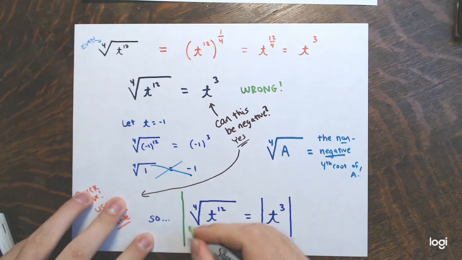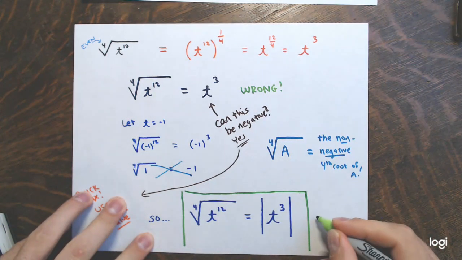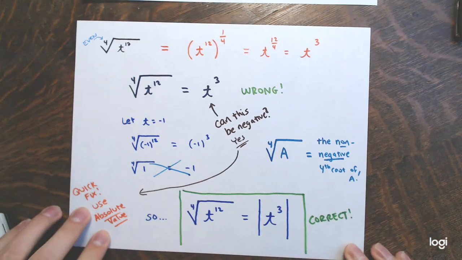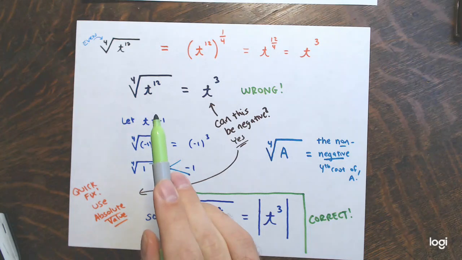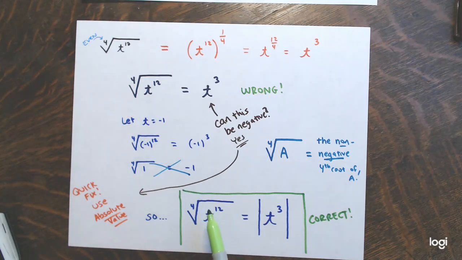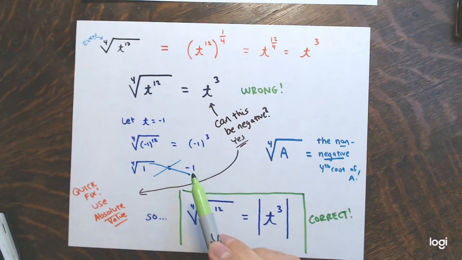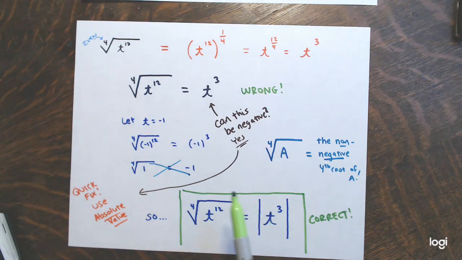And this would be correct. That's the right way to write it. And these are always equal, right? Try -1 now. The left side will be the 4th root of 1, or 1, and the right side would end up being the absolute value of -1, which is also 1. You'd get 1 equals 1, which is a true statement. This statement is always correct, is always true.